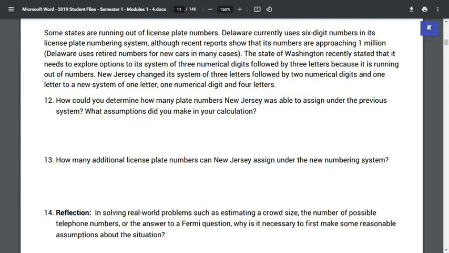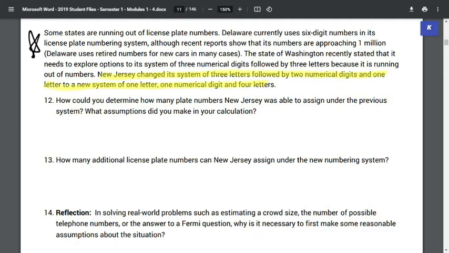Okay, our last set of problems come for this one right here, and I would say this one's a pretty important one as well, as you'll see a question like this on your quiz. If we read through, a lot's going on, but really what we need to take in from this is the last sentence right here. It says that New Jersey changed its system of 3 letters followed by 2 numerical digits and 1 number to a new system of 1 number, 1 digit, and 4 letters. So we're talking about license plates here.